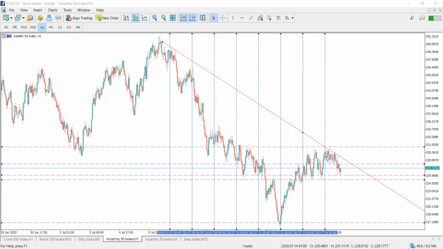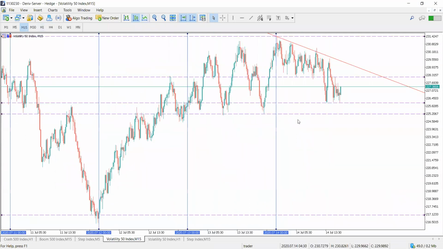Okay, so we're going to enter ourselves here on the highs, going down. And then when we scale down to M15, this is still my trend line. Remember, I did not change anything with the trend line, okay? I do not go to M5 and start drawing another trend line.